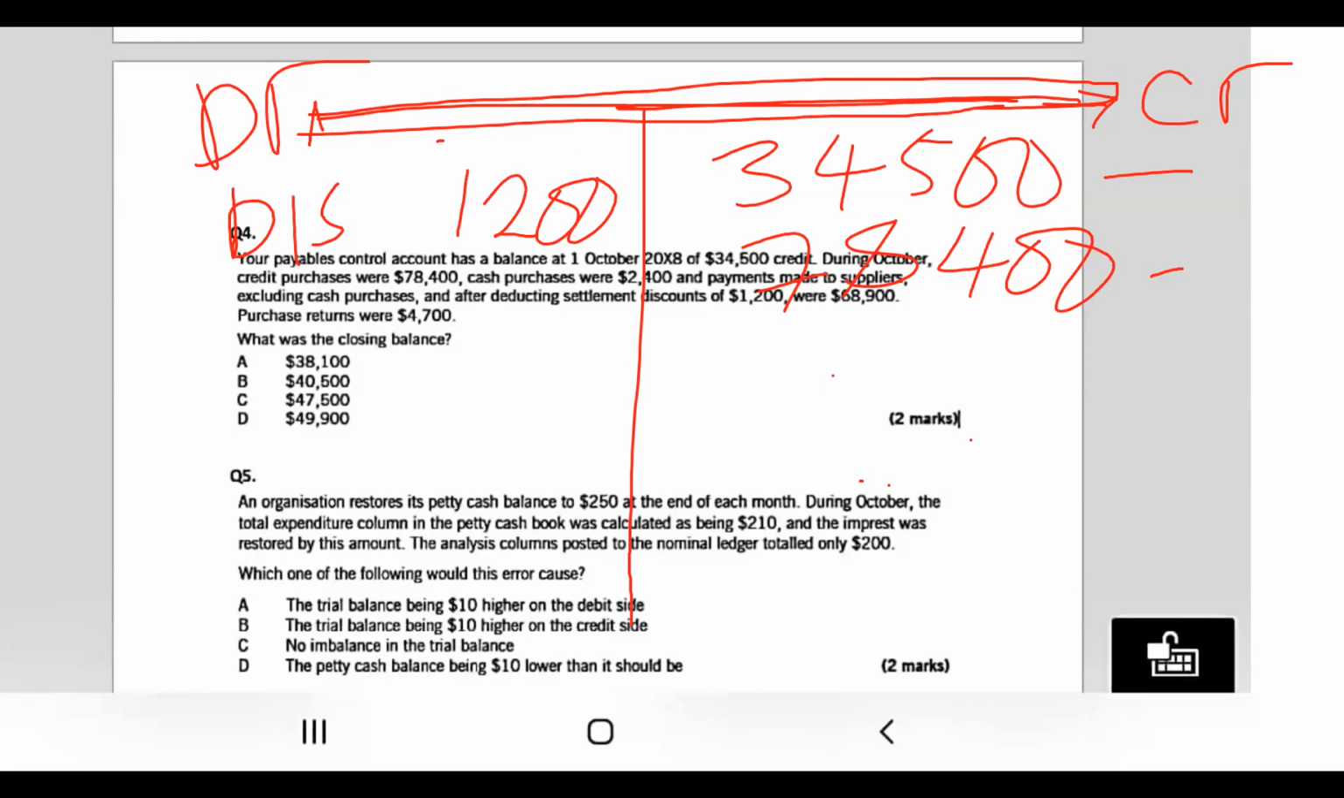Then you come to the payment. When you make a payment, how much was the payment? 68,900. I've already recorded it. So the payment is recorded on the debit because it's a reduction, right? It's reducing the balance. Your total credit is reducing because of that amount, right?